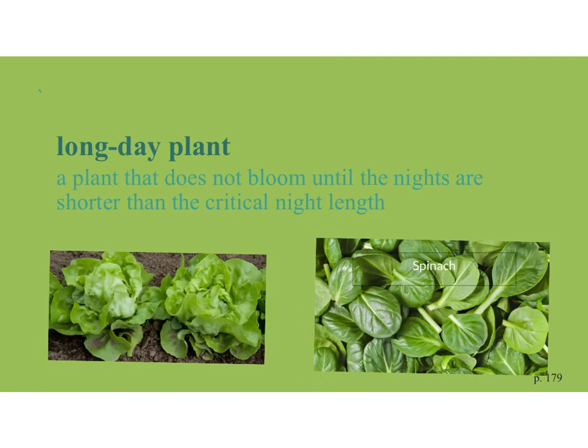Let's talk about long day plants. A long day plant is a plant that does not bloom until the nights are shorter than the critical night length. Now, what time of year are the nights usually longer? Winter. I mean shorter. They're longer in the winter, but they're shorter in the summer. Notice this is cabbage. And lettuce? Oh, no, it's cabbage. Cabbage and spinach. These are just two examples, and you might want to write some examples down under your notes, but there's a lot more to that.